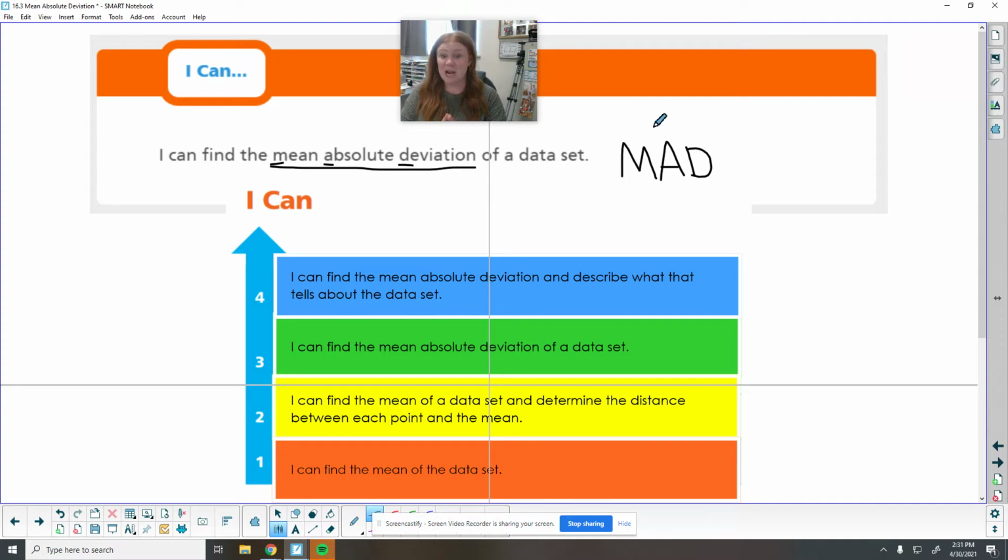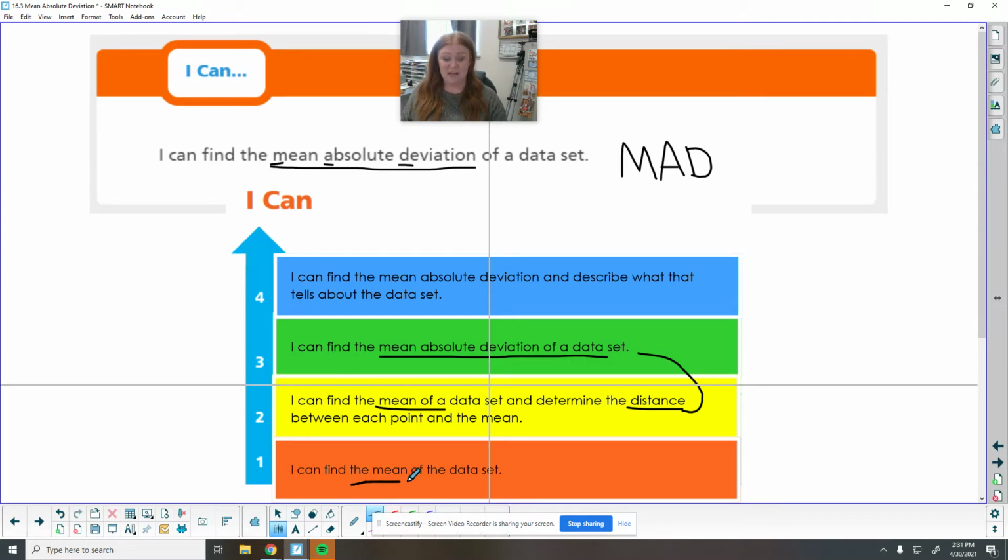It involves subtracting and finding the average. Two things you can do. So let's get in the right mindset and tell ourselves that we can do this. So the mean absolute deviation is our goal today. If you can find the mean and you can find the distances, that's a 2. And if you can take it a step farther, that's a 3. If you can find the mean, that's a 1.